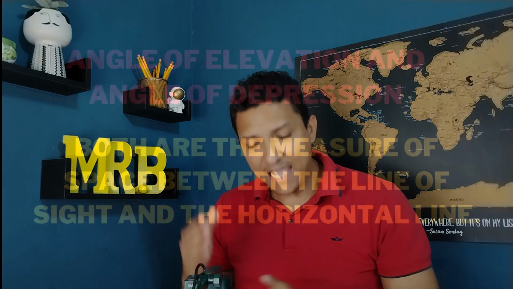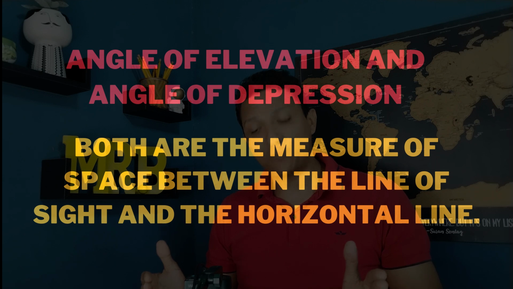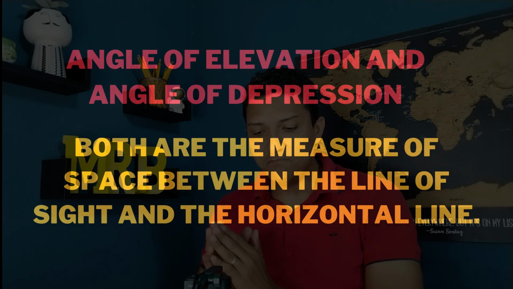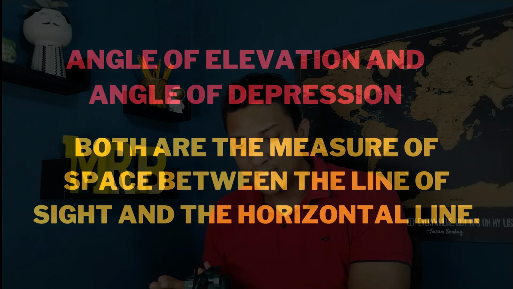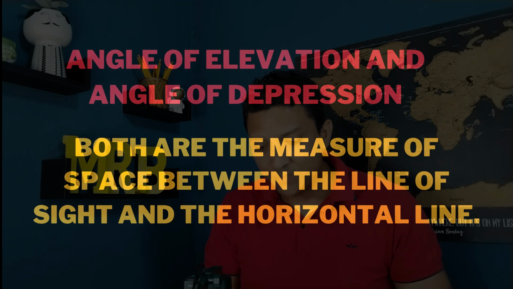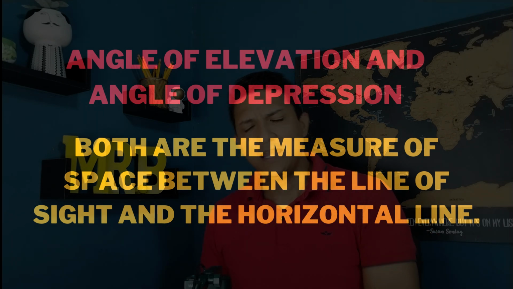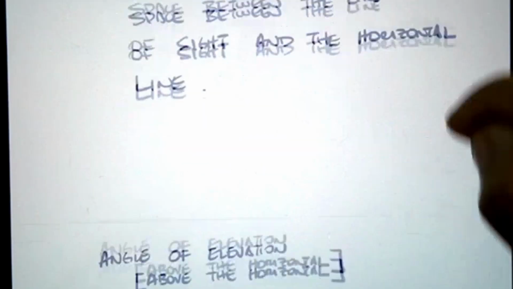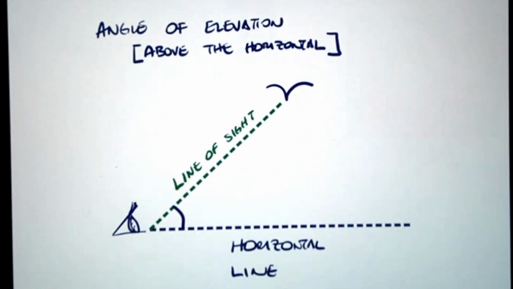Basically, the definition is exactly the same for both. I'm going to just read what I have. Angle of elevation and angle of depression both are the measure of space between the line of sight and the horizontal line. Possibly those words don't make sense to you, so let's see a drawing that describes what the angle of elevation is.